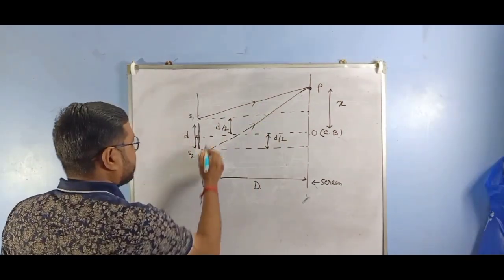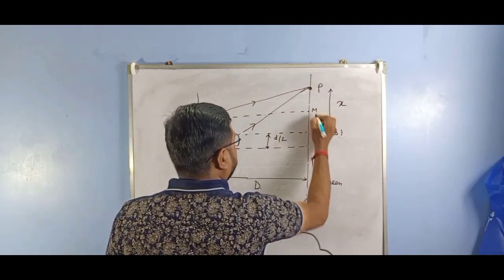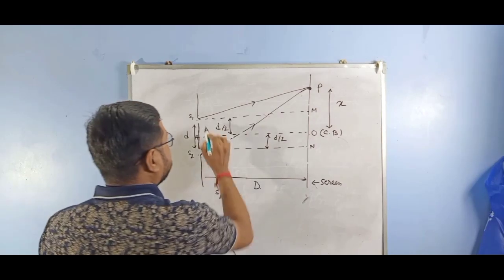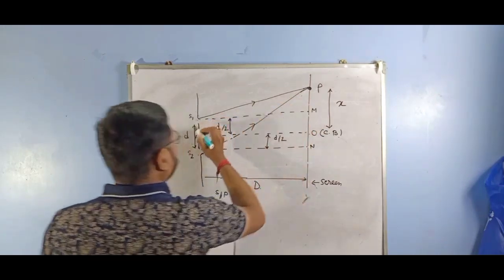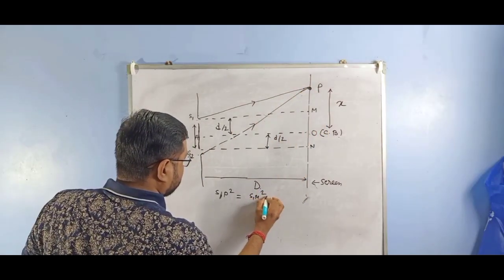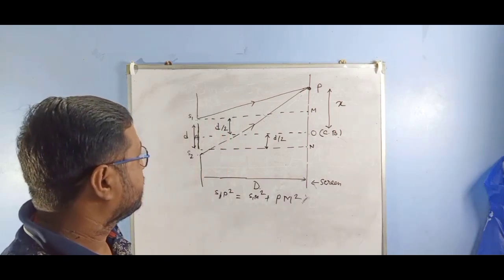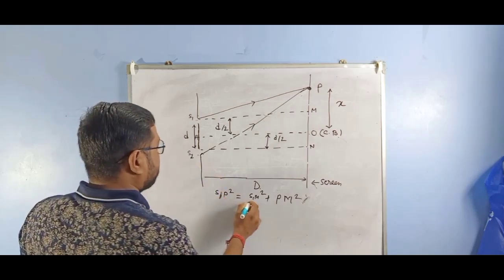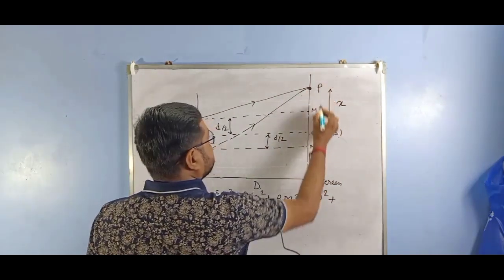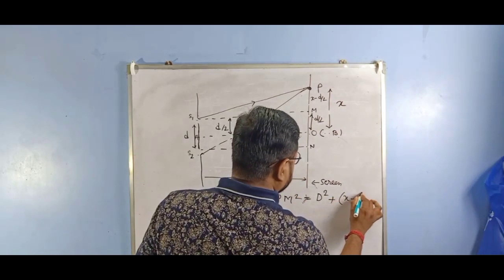Now, for the path difference, as this is a right-angled triangle, suppose M and N are points. S1P is the hypotenuse of the right-angled triangle. So, S1P square is equal to S1M square plus PM square. I hope you have no confusion. Now, what is the value of S1M? S1M is capital D. We write it capital D square plus PM square. If this is x and this distance is d by 2, then PM is x minus d by 2. So, we get x minus d by 2 square.